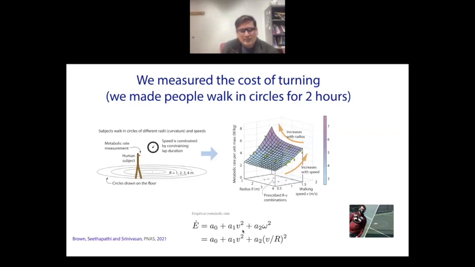If you're going in a circle, there are multiple V's that you can think of. There are average velocities. You can think of the average velocity of the inner foot, the outer foot, the center of mass. Here we are thinking of the average velocity of the center of mass, roughly. So in any case, that's the empirical metabolic cost model. It's work done by Jeff Brown and Nadi Sitapati.